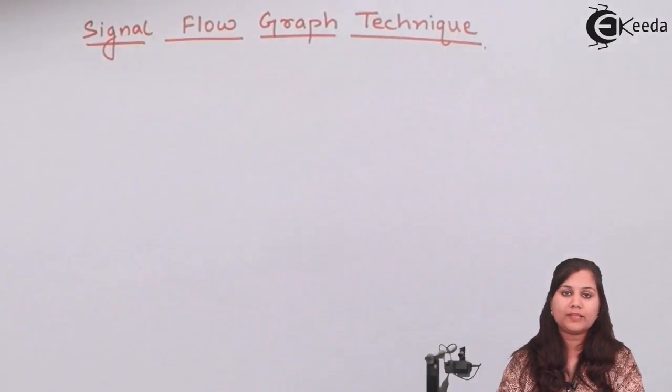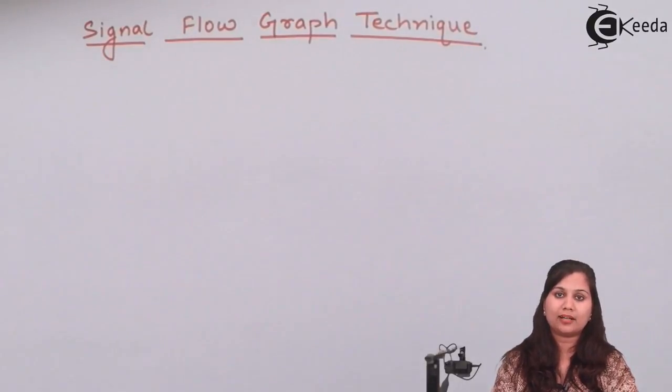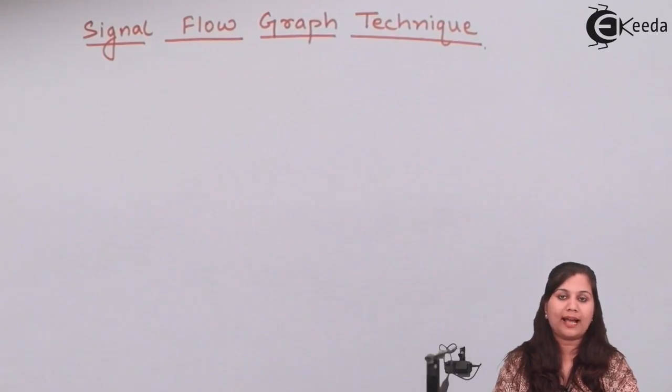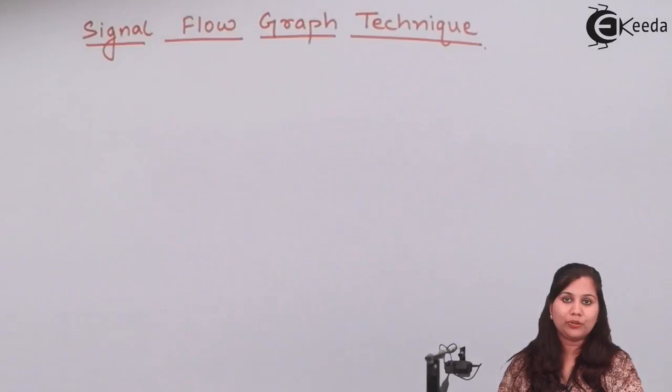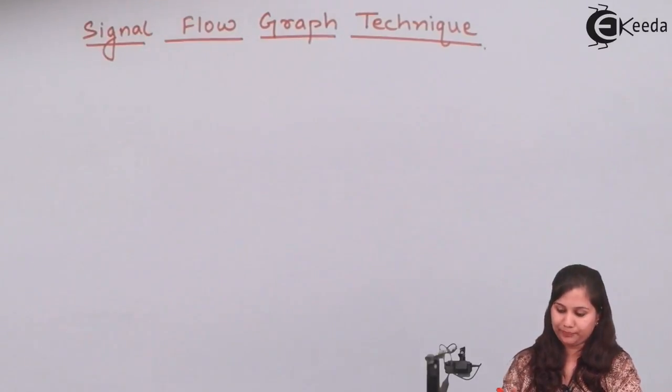In our earlier videos, we have studied the block diagram technique for representing control systems. The block diagram technique involves a number of blocks, and feedback blocks are also involved in it. So the representation of a control system using the block diagram technique is very complex and confusing. So there is another technique called the signal flow graph technique, which is used to represent control systems.